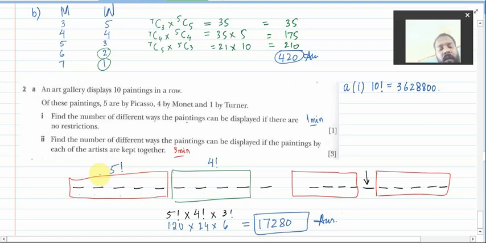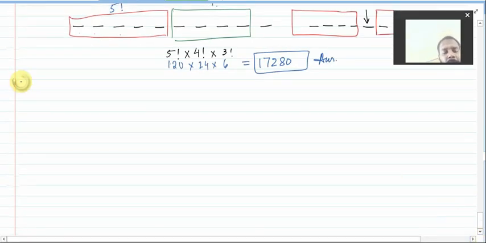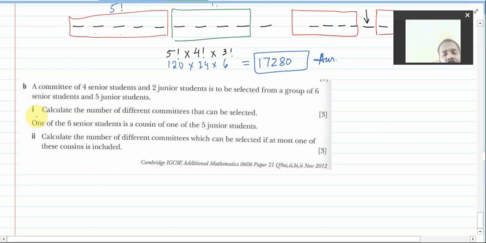Moving on to part B. It's the same question but it's part B. A committee of 4 senior students and 2 junior students is to be selected from a group of 6 senior students and 5 junior students. Calculate the number of different committees that can be selected. Alright. So the data you have is 4 senior and 2 junior to be selected from a group of 6 senior and 5 junior students.